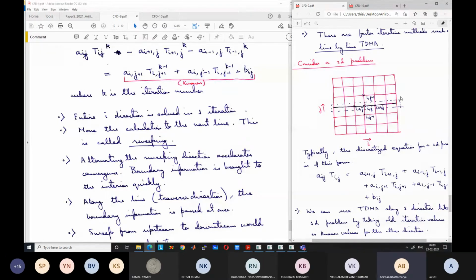Why does the convergence accelerate? Because in the direction in which sweeping is not happening, in the direction in which the calculation is happening, which is known as the traverse direction, okay, along the line, all the information is passed in one go. The boundary information is passed at once, okay, because you are directly solving the equation for all the points together in one iteration. All the information from the left and right sides pass into the interior of the domain. Okay. Instead of Gauss-Seidel or Jacobi method, where the information passes one point by one point in each iteration.